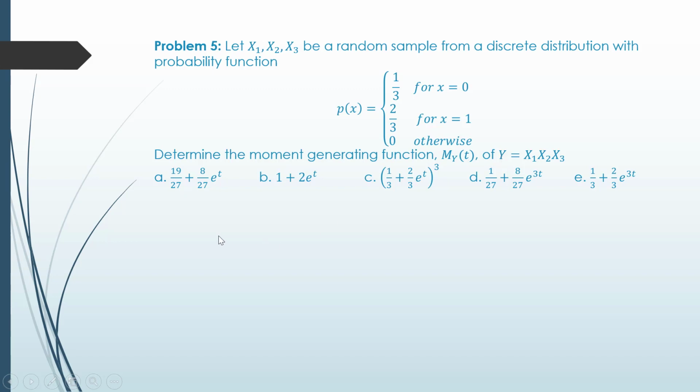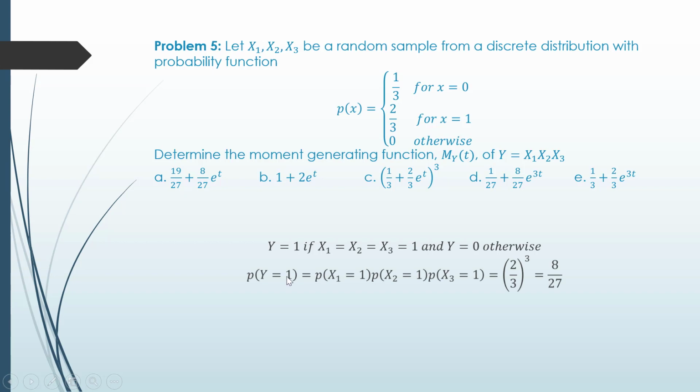First of all, we need to define the distribution of Y. Here Y can be either 1 or 0. Y is 1 if x1 equals x2 equals x3 equals 1, and Y equals 0 otherwise. So the probability that Y equals 1 is the probability that x1 equals 1, times the probability that x2 equals 1, times the probability that x3 equals 1, because these three are independent and identical. So the probability of Y equal to 1 is 8 over 27. So the probability of Y equal to 0 is 1 minus 8 over 27.